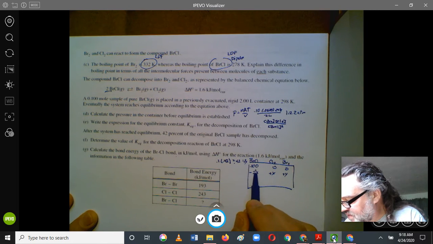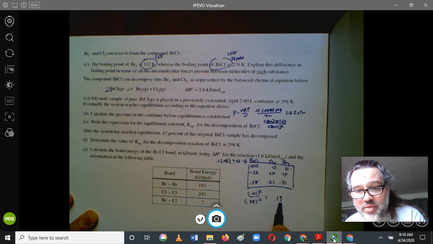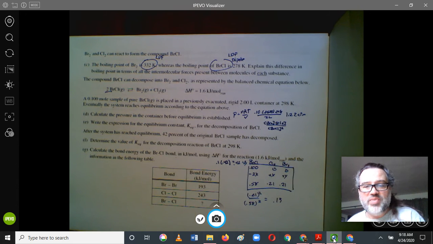So that means 1 minus 0.42 is 0.58 down here. X is going to be 0.21, and so this will be 0.21, and this will be 0.21. So 0.21 squared over 0.58 squared, and we get our answer 0.13. That icebox is about as hard as they'll come. This idea of using percent, it's nice to use the 0.1 and come up with the numbers. You just got to be clear on it.